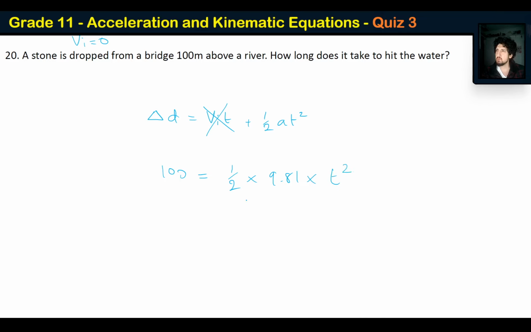And so I'm going to move all of these on that side. So 100 divided by half times 9.81 is equivalent to T squared. And then if I do a square root, I can get rid of the squared. And so therefore T is equivalent to 100 divided by approximately 5, so that's 20, and the square root of 20 is approximately not 4 and not 5, so it's about 4.5 seconds.